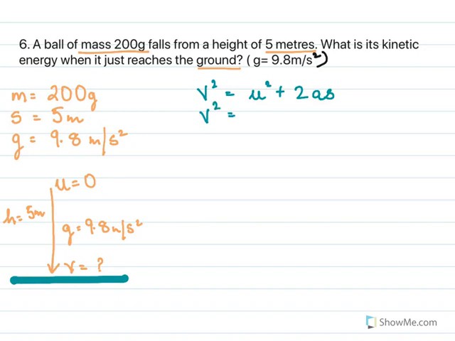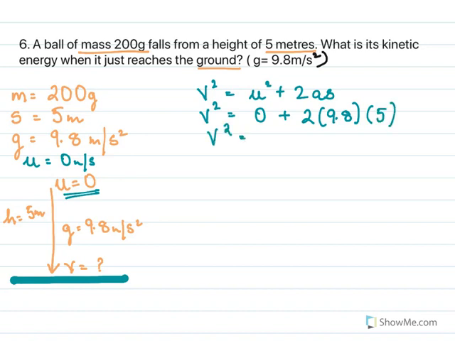V square, u we know is 0. Have you seen here we've taken u? Well, for a falling body, u is always 0 meter per second because the velocity keeps on increasing. So 0, plus 2 a, where a is the acceleration. Here it is 9.8. It is positive acceleration because the body is falling down, and the distance height is given 5 meters. So v square equal to 2 into 5 is 10 into 9.8. So v square is 98.